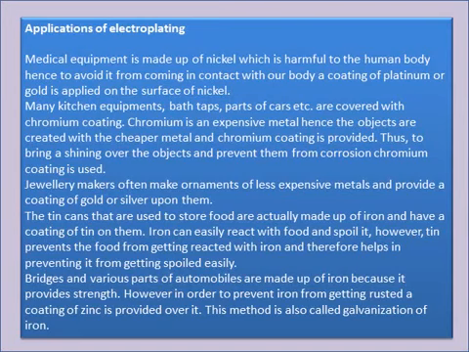Bridges and various parts of automobiles are made up of iron. However, in order to prevent iron from getting rusted, a coating of zinc is provided on the surface of the iron, which is also called as galvanization of iron.